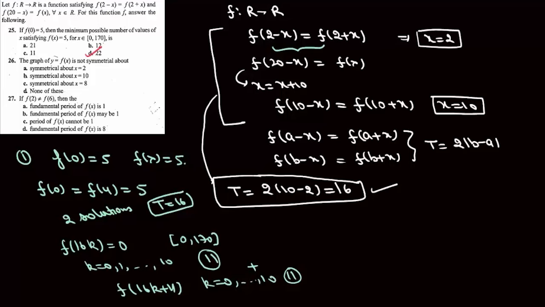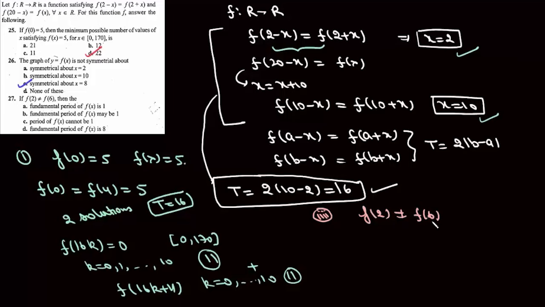Now about symmetry, we know that it is symmetric about x equal to 2. It is symmetric about x equal to 10. And it may or may not be symmetrical about x equal to 8. Graph of y equals f(x) is not symmetric about x equals 8. And for the third one, it says f(2) is unequal to f(6).